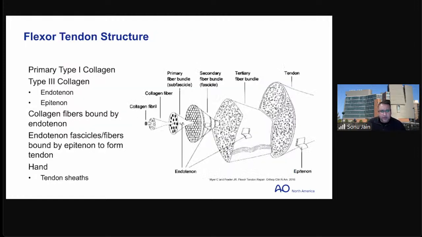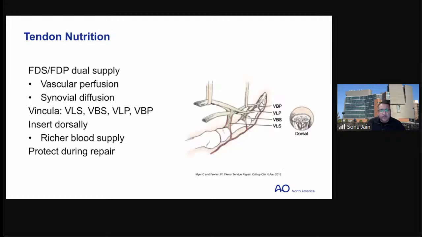I'm not going to belabor this. It's just to be thorough, to show you flexor tendon structures. It's much more fine than just a big mass of tendon. They actually have collagen fibers surrounded by other fascicles and fibers. Tendon nutrition, the perfusion, is a dual blood supply. One is vascular, one is synovial. It gets it through the vincula, which insert dorsally, which is a pretty good blood supply. You want to protect this during your repairs. You don't want to sacrifice these. These are what really give a lot of the nutrition to the tendon for healing.